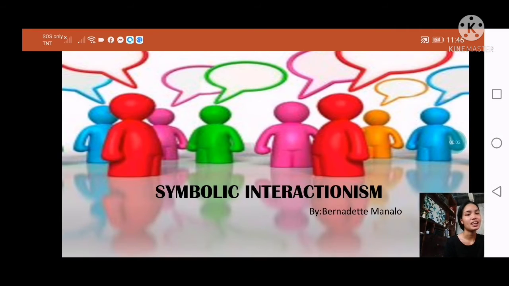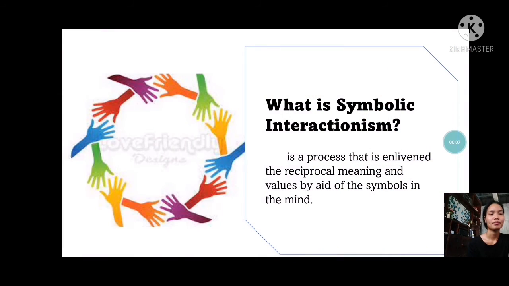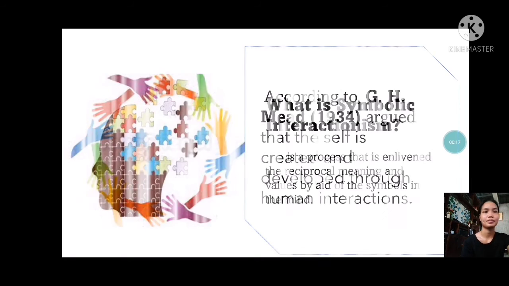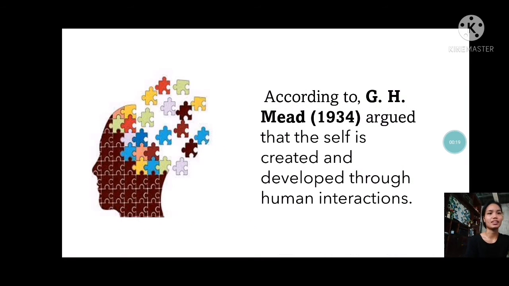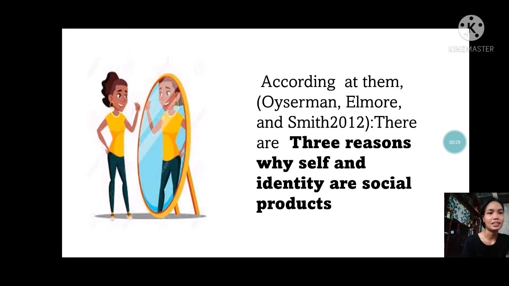I am Bernadette Manalo, and I will report about symbolic interactionism. What is symbolic interactionism? It is a process that involves reciprocal meanings and values with the aid of symbols in the mind. According to G. H. Mead, 1934, the self is created and developed through human interactions. According to Eiserman, Elmore, and Smith, 2012, there are three reasons why self and identity are social products.